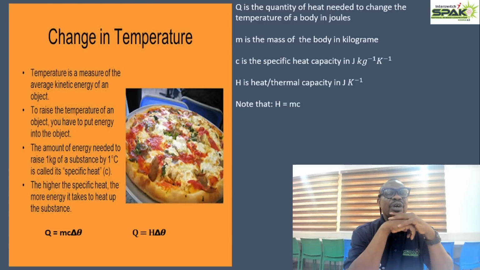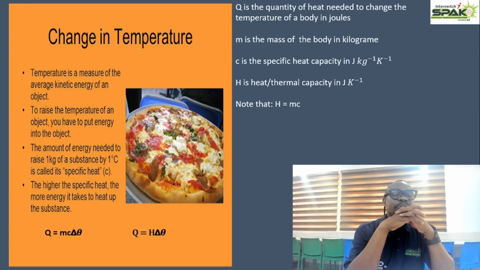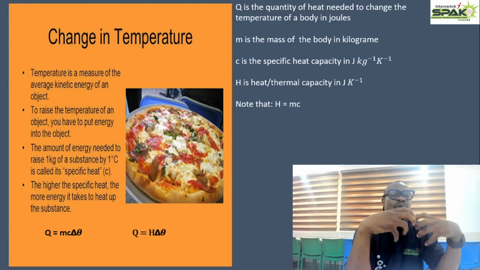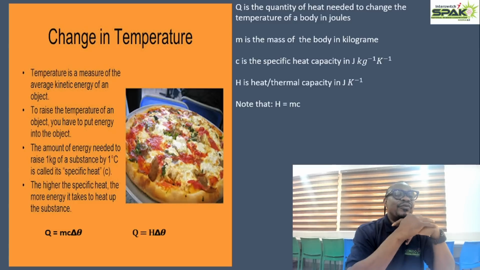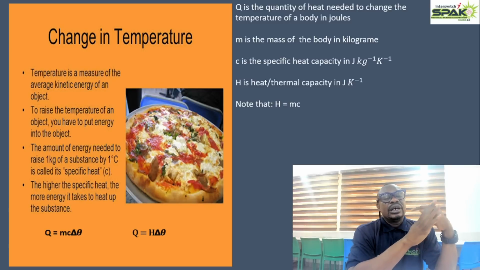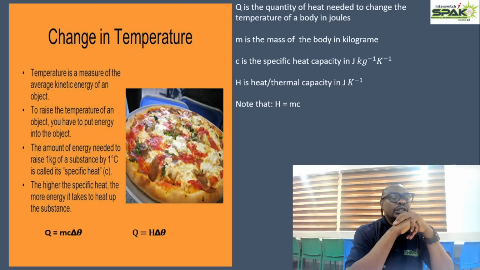Now the next one is what? Yes, heat. One of the effects of heat is that heat changes temperature. It causes what? Either the rise or fall of temperature. When heat is added to a body, the temperature will increase. But when heat is withdrawn or removed from the body, the temperature will fall. As I said earlier, temperature is a measure of the average kinetic energy of a body, and to raise the temperature of an object, you have to put energy into the object.